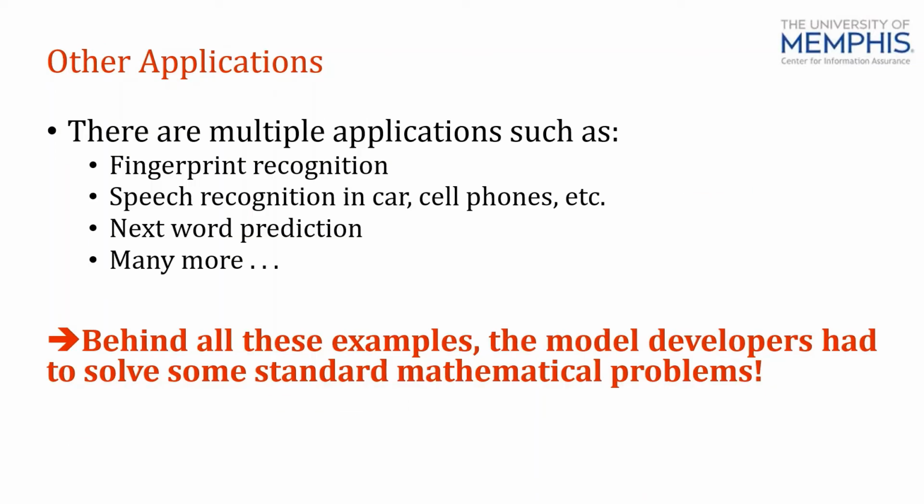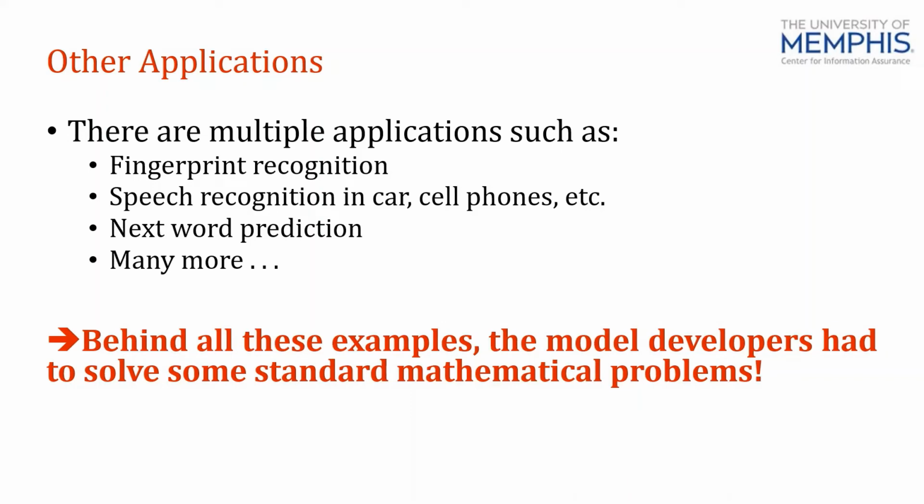Now, the other applications of machine learning include fingerprint recognition. The other one is speech recognition in car, cell phone, etc. Then the spam filter in the email. It is a pretty old application, and almost all the email applications include spam filter detection. Then next word prediction and many more. These are all applications of machine learning.